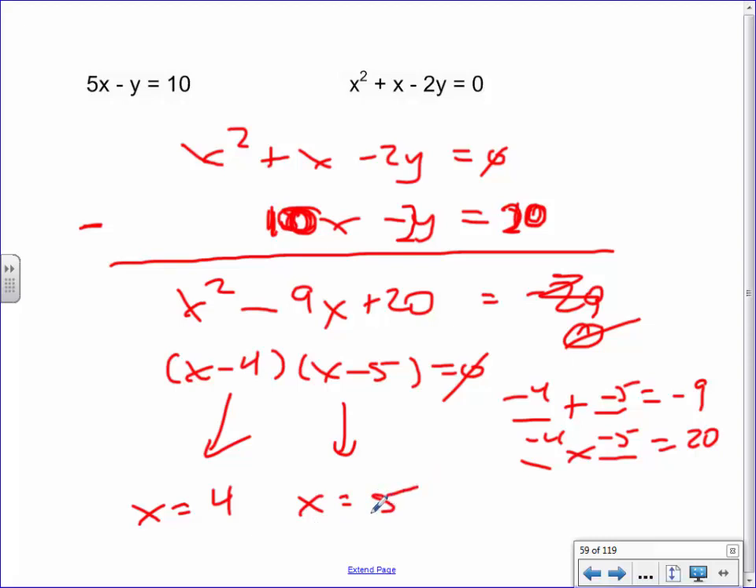Okay, one more step, though. I have 2 answers for x. There's still probably 2 answers for y. So again, I just need to use a little bit of smarts and figure out which one of these equations I should plug my x's into to try to solve for y.